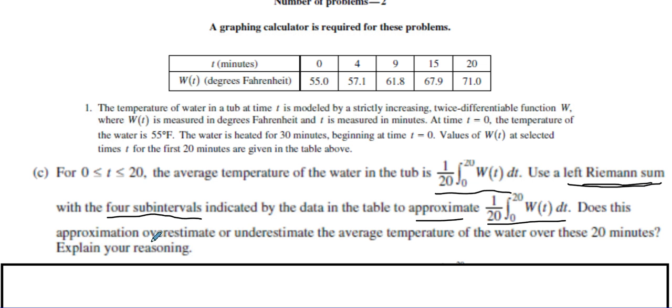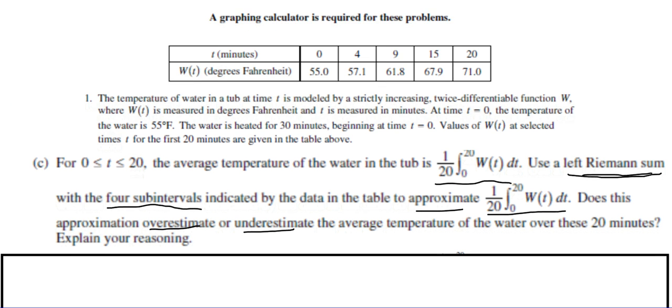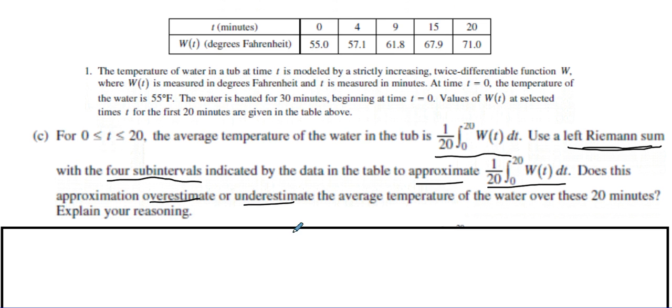Does this approximation overestimate or underestimate the average temperature over the 20 minutes? Explain your reasoning. Well, right here, what we know is that this is a strictly increasing function. All the values are going higher and higher. We're going from 0 to 20, and this is asking us to find the average temperature, which makes lots of sense.